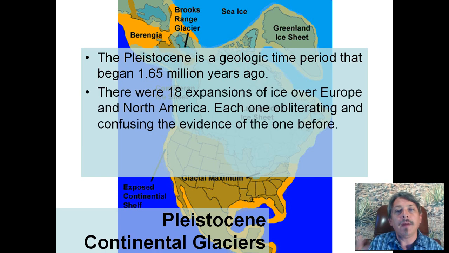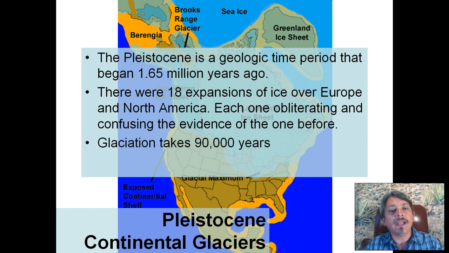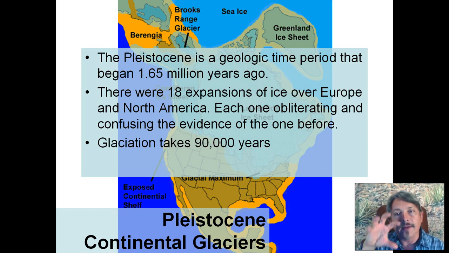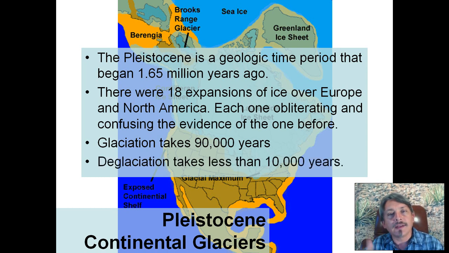Then there were about 18 expansions of the ice over Europe and North America, and then they shrunk back, and then they expanded again and shrunk back, each one obliterating and confusing the evidence of the one that came before. But the experts have figured out that it was 18 times. Glaciation can take up to 90,000 years, with snowfall finally piling up to form ice that gets heavy enough to start moving downhill. By contrast, deglaciation, or the melting of glaciers, can take less than 10,000 years to occur.